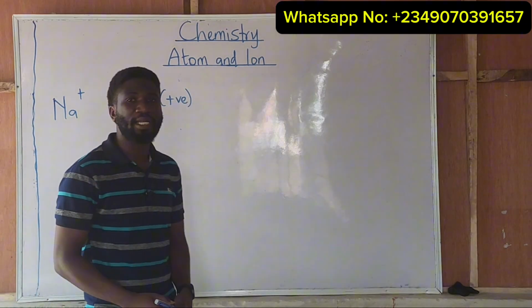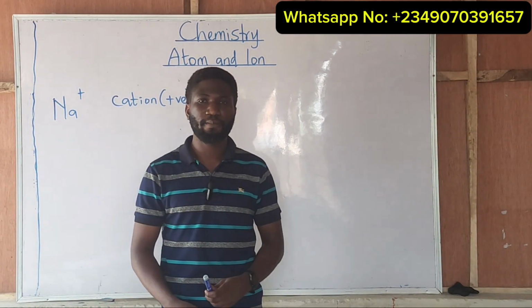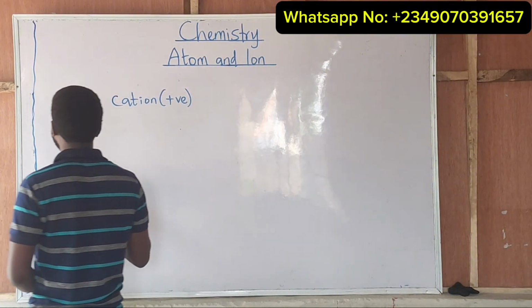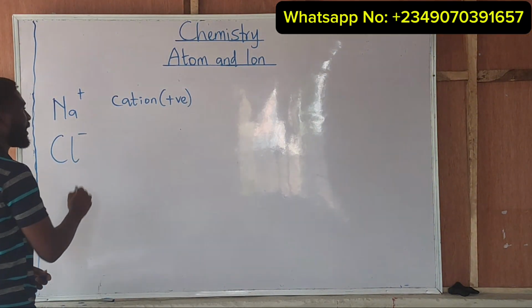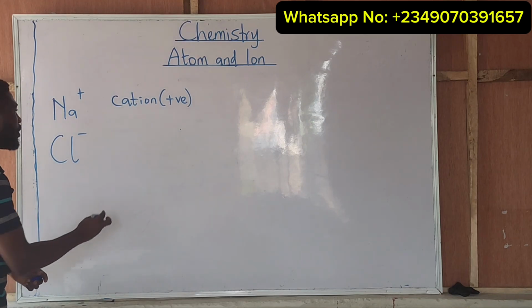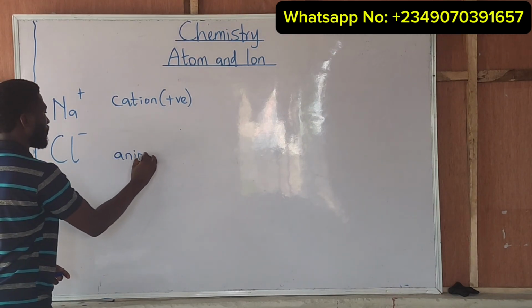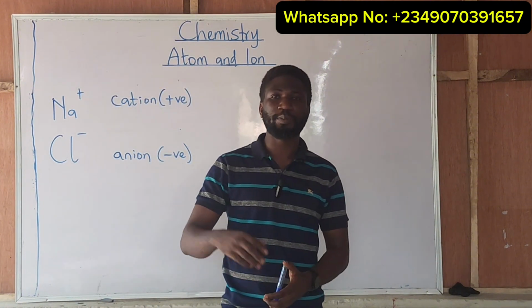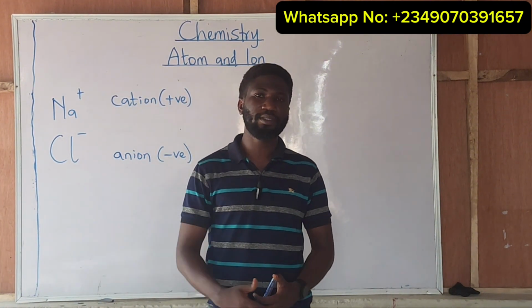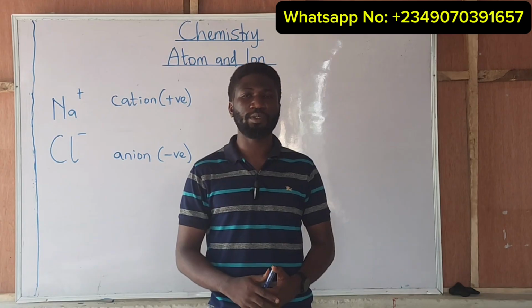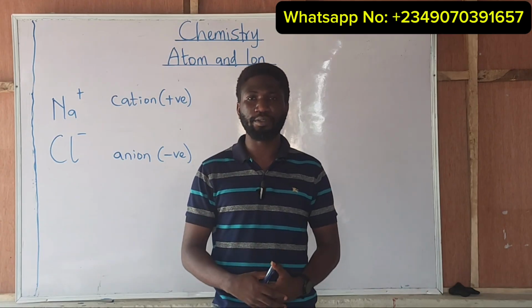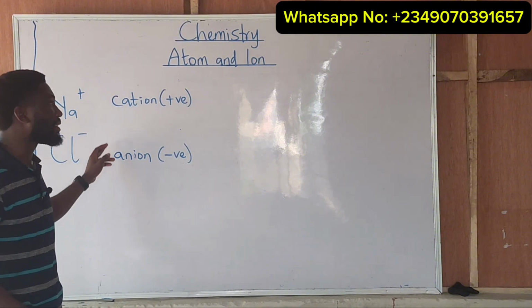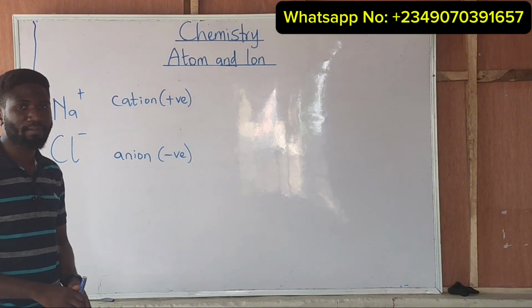So when you have an atom with a positive charge, it is called a cation. When you have an atom with a negative charge, it is called an anion. An atom with a positive charge, we call it a cation. An ion with a negative charge, we call it an anion. So what is the difference between these two aside from the charges?